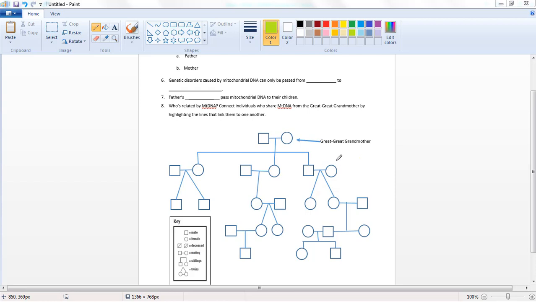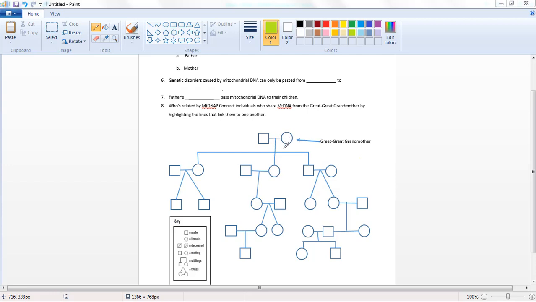And what we want to know is, how are they connected by mitochondrial DNA? And we're looking at the great-great-grandchildren. So we have our parents. This would be the children. So this would be the grandchildren of this person. And this would be the great-grandchildren of this person. And this would be the great-great-grandchildren of this person or these people. So we're looking at the mitochondrial DNA and how it's passed down.